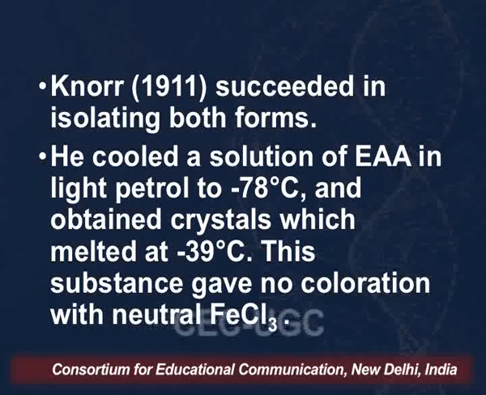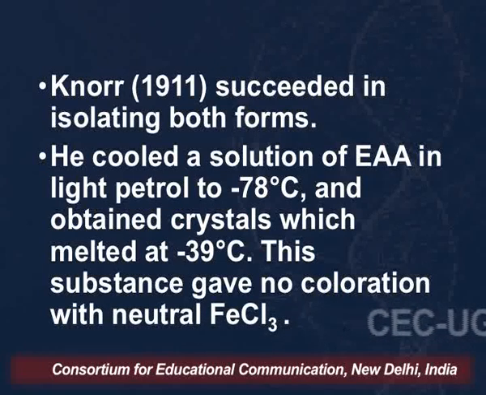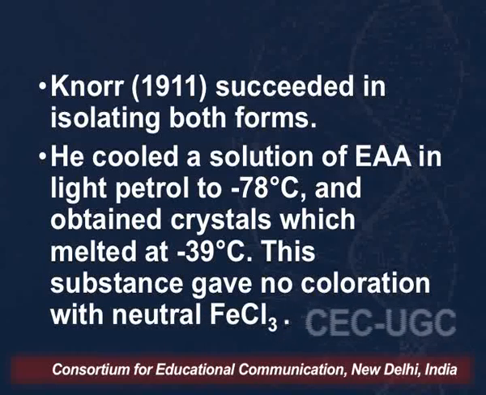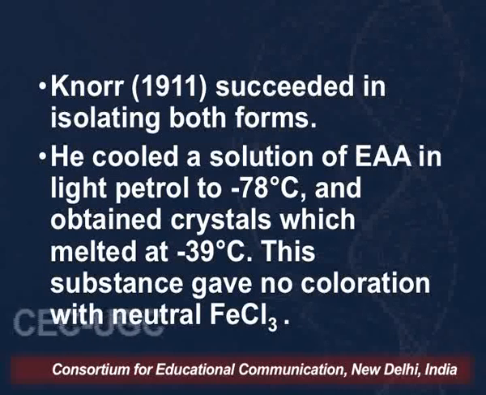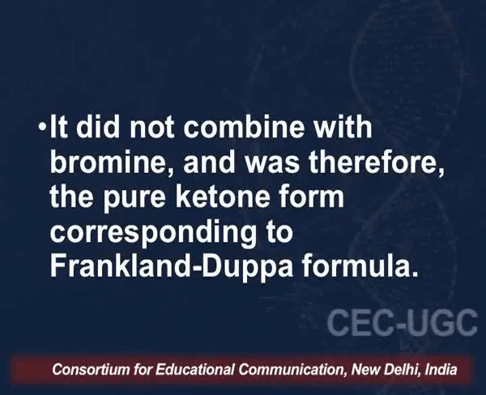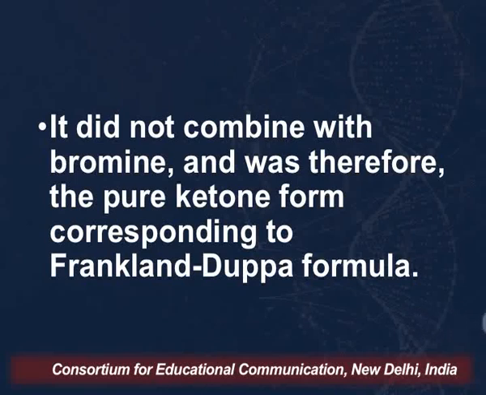So why did Knorr remove this controversy? Because Knorr in 1911 succeeded in isolating both forms. He cooled a solution of ethyl acetoacetate in light petrol at minus 78 degrees Celsius and obtained crystals which melted at minus 39 degrees Celsius. This substance gave no coloration with neutral FeCl3, and it did not combine with ethanolic bromine. Therefore, it was the pure ketone form which corresponded to the Frankland and Duppa formula, which you can see on your screens, the keto form.